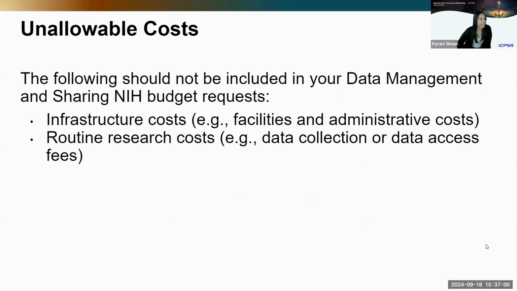NIH has also identified costs that you should not include in your data management and sharing budget. This includes infrastructure costs, such as facilities and administrative costs, and routine research costs, such as data collection or data access fees.